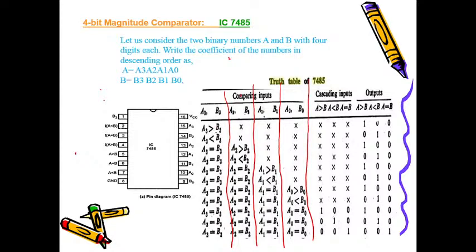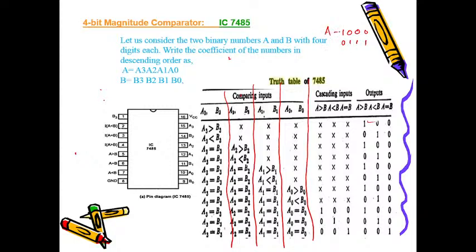First you will check the MSB bit, irrespective of the second, first and LSB bits. Irrespective of these three, I least care about it. If A3 is greater than B3, immediately the circuit will produce the output high, A is greater than B. We don't perform the analysis of the other bits. It is not necessary, because if the A3 bit is high, then that will be the highest value.